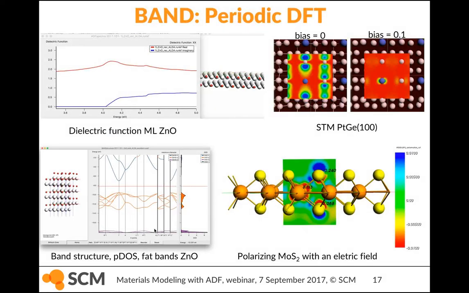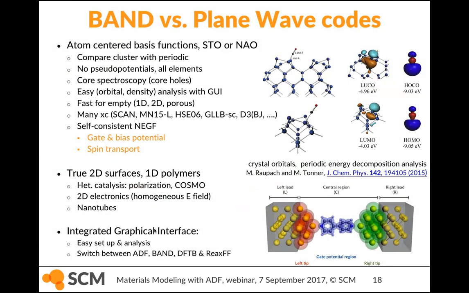All right, so I realized I've been talking for quite some time about ADF, so I'm going to go a little bit quicker through our periodic DFT code, which is called band. It does a lot of the same things as ADF, so it can calculate a lot of spectroscopic properties and electronic properties, and I'm going to talk you through a couple of examples of where band has unique properties.